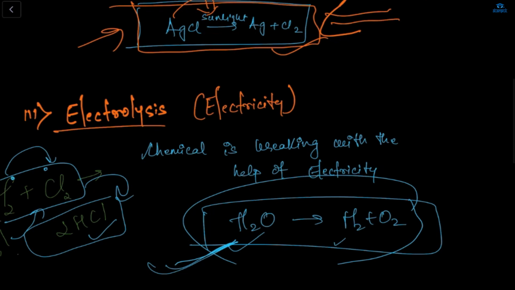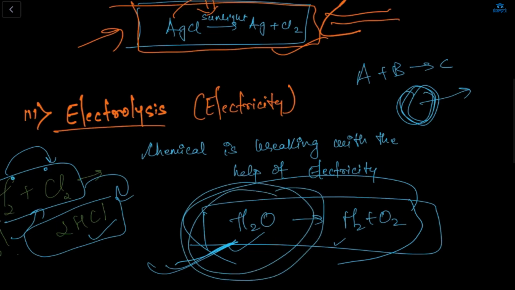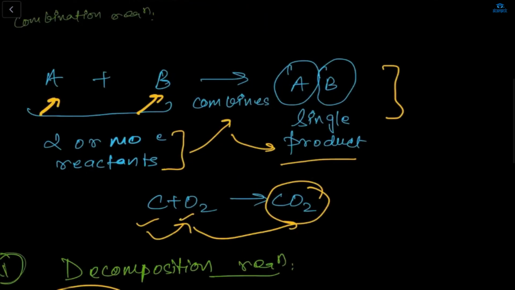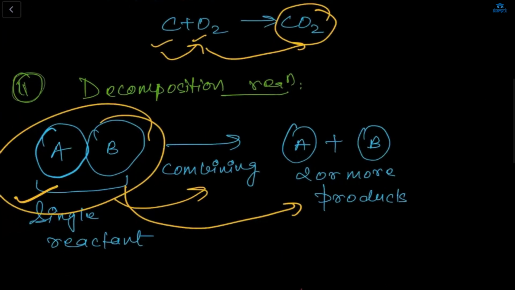Ma'am, this is a decomposition reaction. Combination is like A plus B giving C. In a decomposition reaction, one single reactant gives two or more products. So here, this is a single reactant, and it is giving two or more products. It means this is a decomposition reaction. Ria, your combination reaction was that two or more reactants combine to give a single product, and decomposition was that a single reactant gives two or more products. So there's a difference between the two. Any doubt? No.